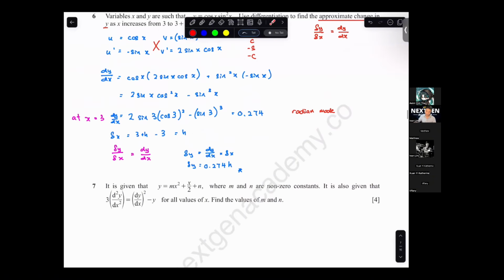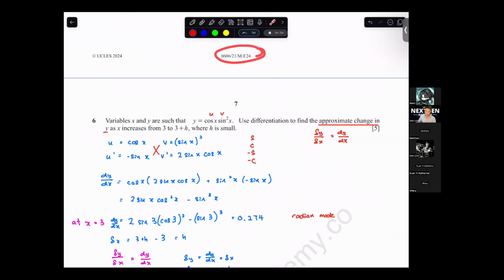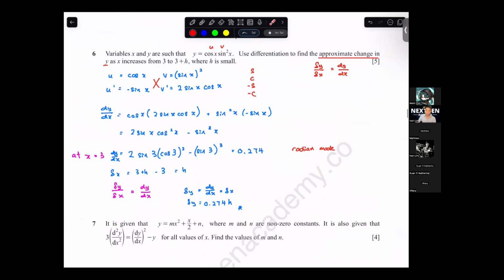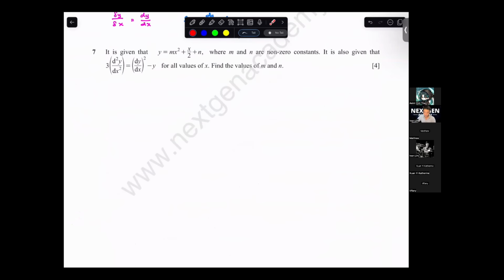All right. Okay, we are going to go through the second part of this paper, 0606/21 MJ 2024. Let's go to question 7. It is given this equation where m and n are non-zero constants. It is also given this equation for all values of x. Find the values of m and n.